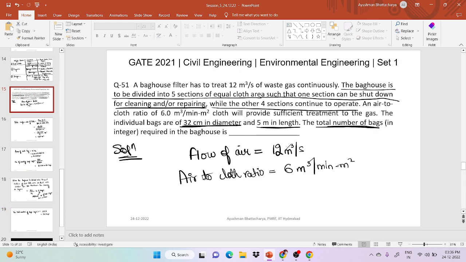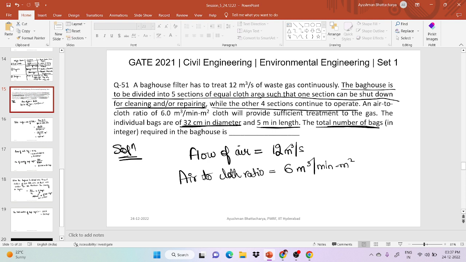So basically in this question, what we did, their question says the baghouse filter has to treat 12 meter cube per second of waste gas continuously. The baghouse is to be divided into 5 sections of equal flow area such that one section can be shut down for cleaning or repairing while the other portions continue to operate. And they have given the air to cloth ratio. The individual bag diameter and length they also have mentioned. The total number of bags required in the baghouse.